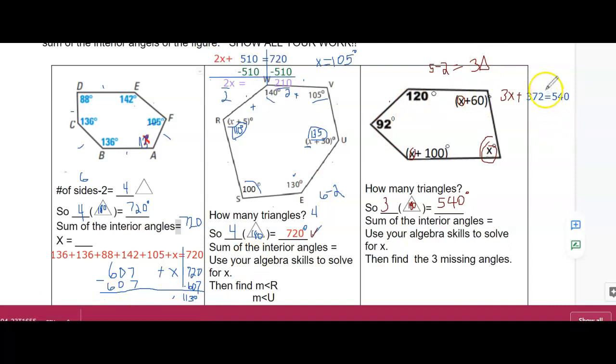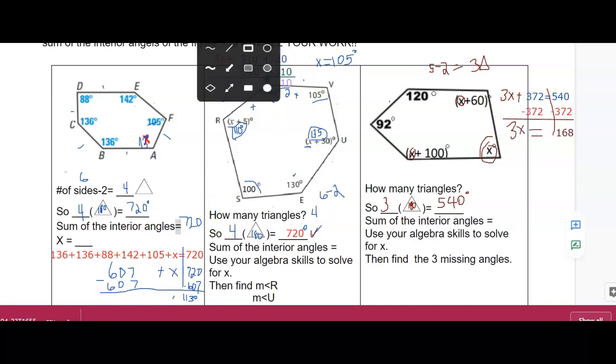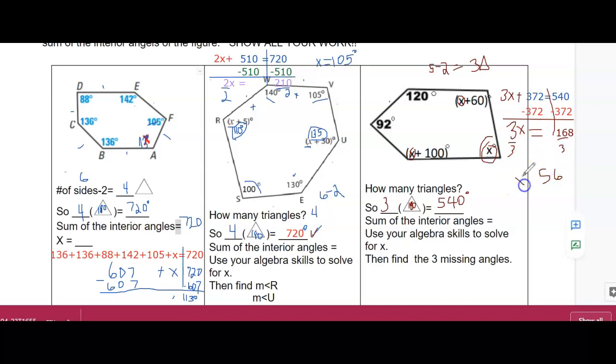Okay, so you write your equation, then you solve it. So subtract 372 from both sides, then you divide by 3. Go ahead and try this. Look at your other examples as notes. Okay, you should have gotten 3x equals 168, and then you divide by 3. So 168 divided by 3 is what? Yep, 56 degrees. So x equals 56.